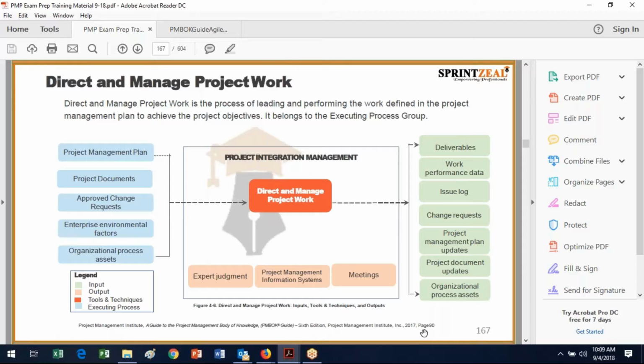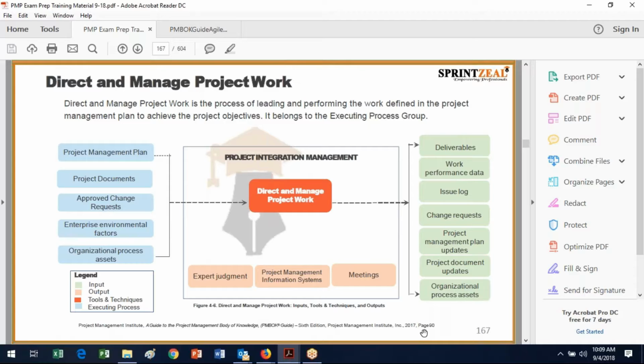We've got our issue log, which is basically our action item list. You might call it that in your neck of the woods. We've got change requests. We've got project management plan updates. We've got project document updates. And we've got organizational process assets.